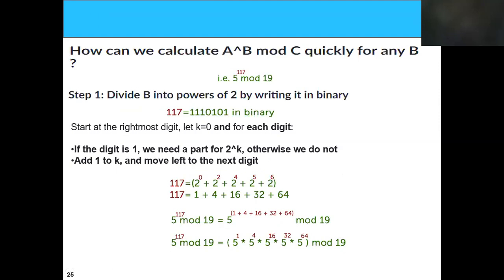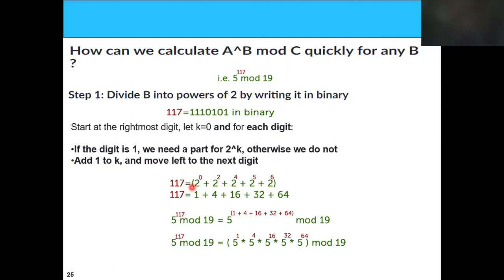Let us take one example of how we can calculate a to the power b mod c quickly for any b. That is 5 to the power 117 mod 19. So we divide the power into powers of 2 by writing it in binary. So the binary is like this one.